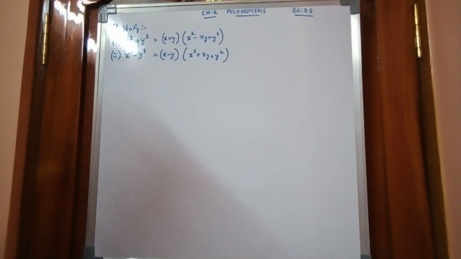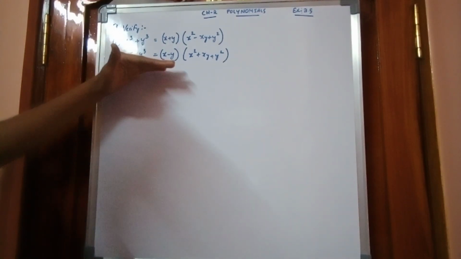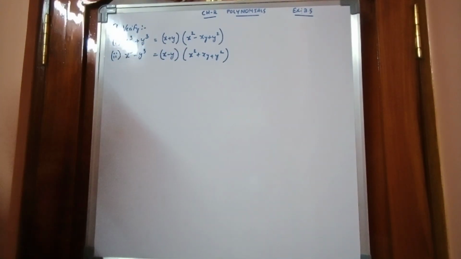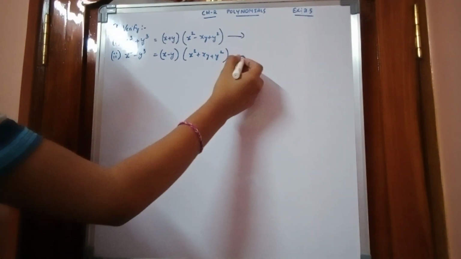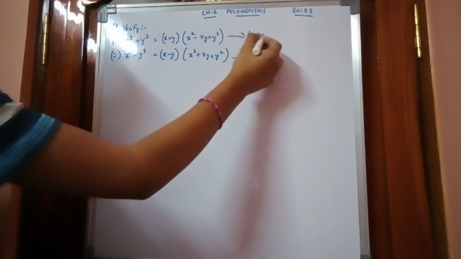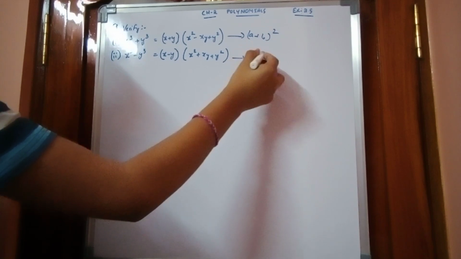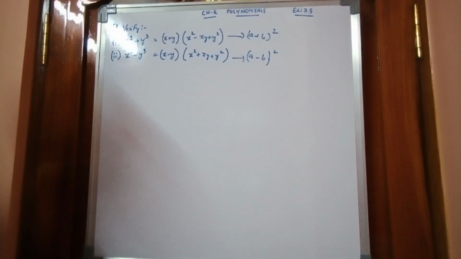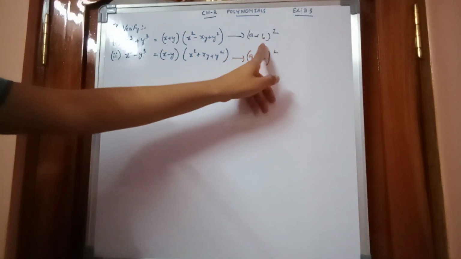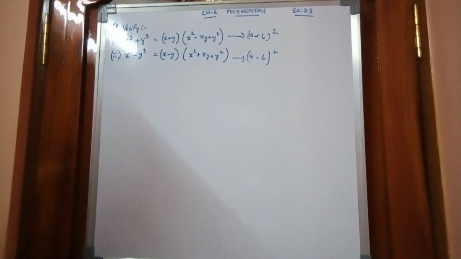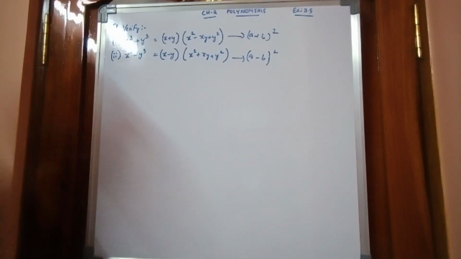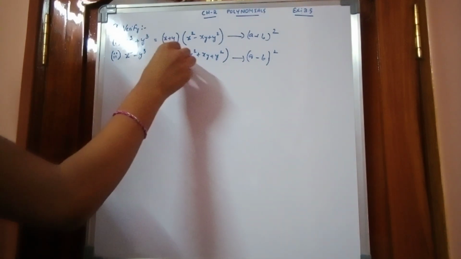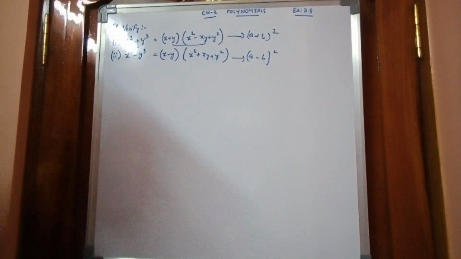So coming to the first one and second one, one has a minus term and the other a plus term. It is the same as the identities a plus b whole square and a minus b whole square. I am saying this for your better understanding, that is in the formula. Now coming to the first one, x plus y whole cube. We have to prove this.